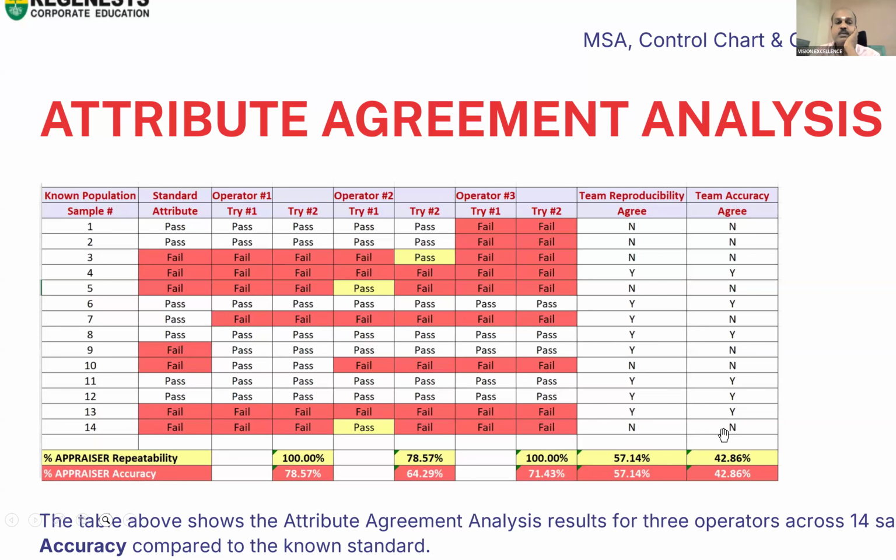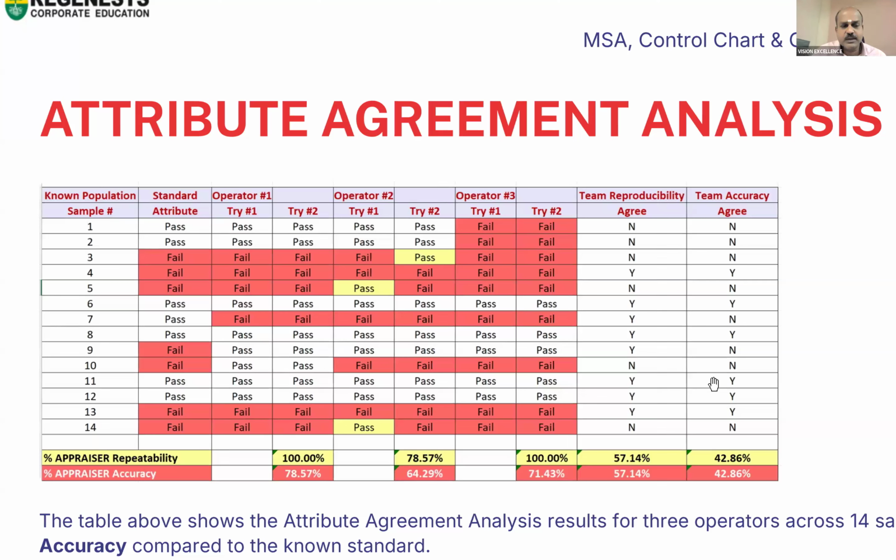Now we just have to come up with some numerical values to conclude. What is required is a team accuracy of 90%. The AIAG guideline says bias must be limited to 10%. That means team accuracy should be 90%. Out of 14 samples, how many times has the team come up with the accurate finding? How many yeses here? 1, 2, 3, 4, 5, 6. 6 out of 14. 6 out of 14 is 43%, 42.86%, which is not sufficient.